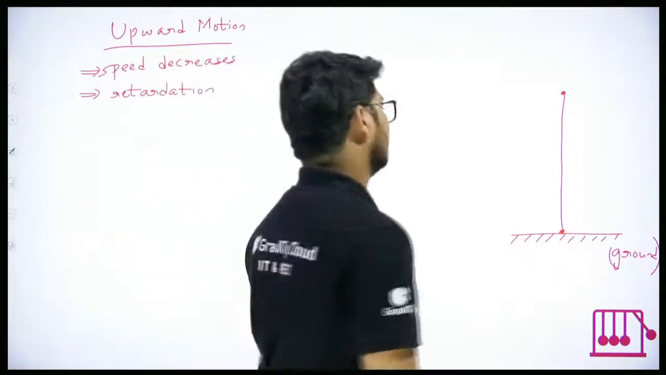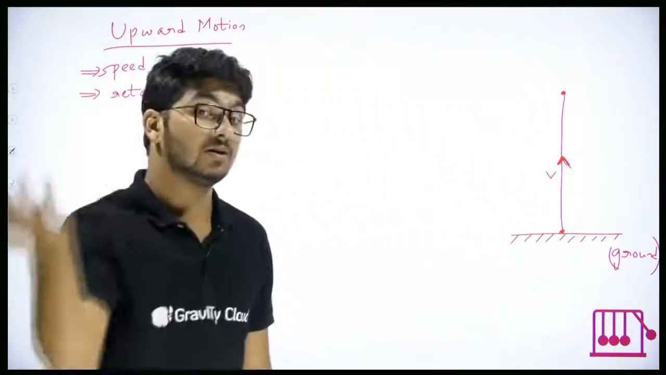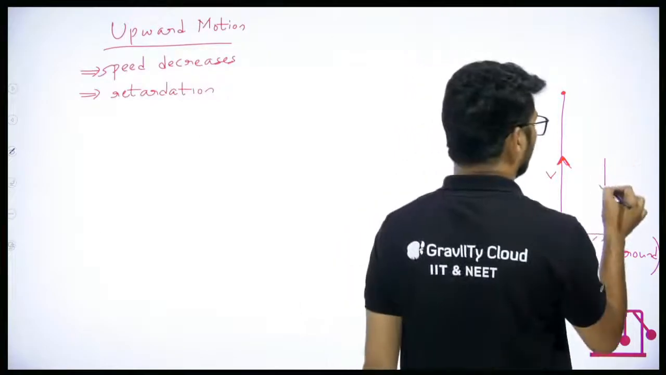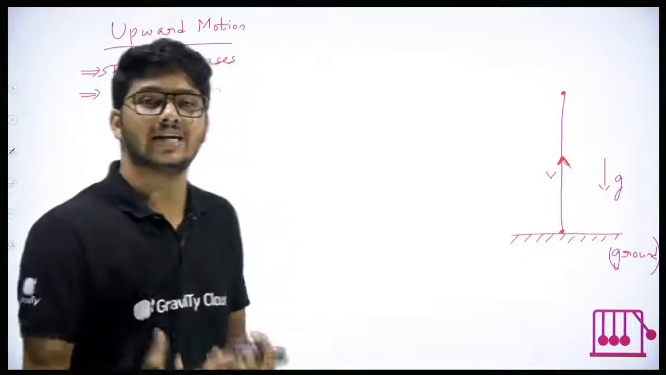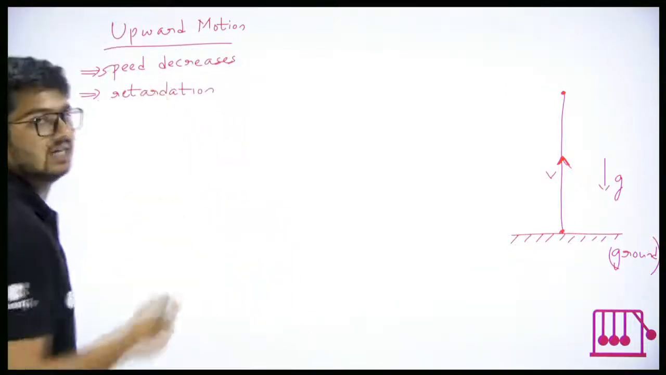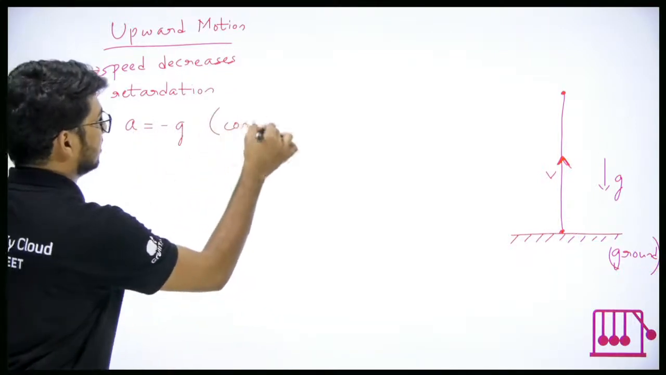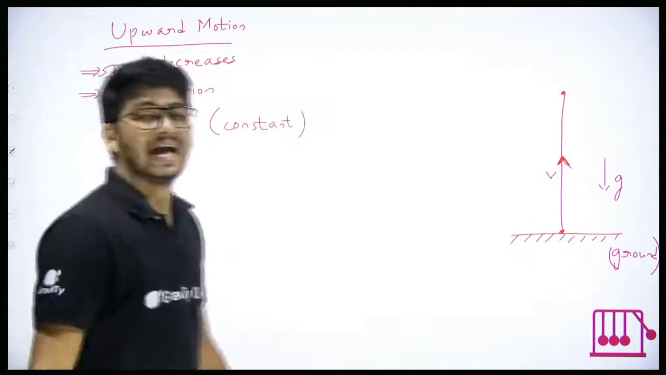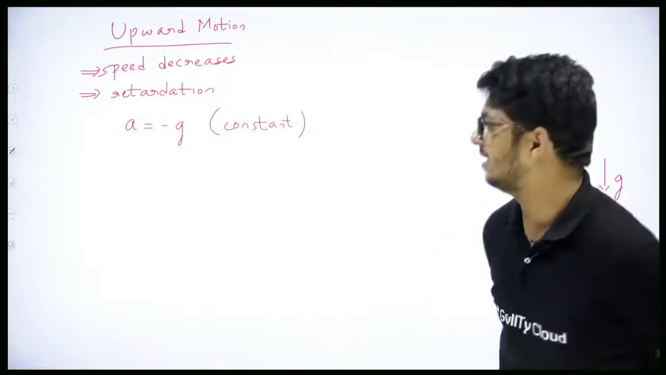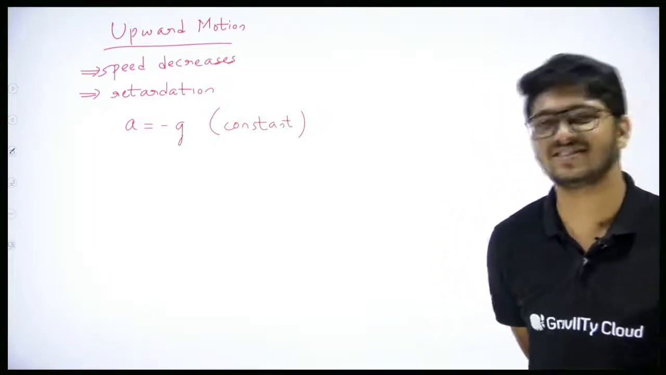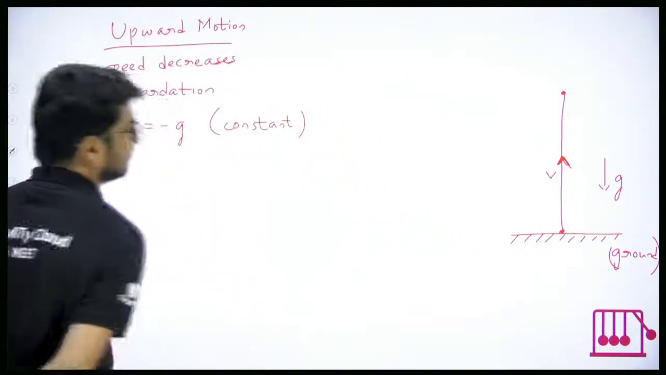There is another way of telling this. See, as the body is going up, its velocity will be upwards. But we know that the acceleration due to gravity is downwards. So the velocity and acceleration are in opposite directions. That means again retardation. So we can say a is equal to minus g and is constant. So it is uniformly accelerated motion. So free fall is a uniformly accelerated motion because acceleration is constant. Understood? Good. So a is equal to minus g.